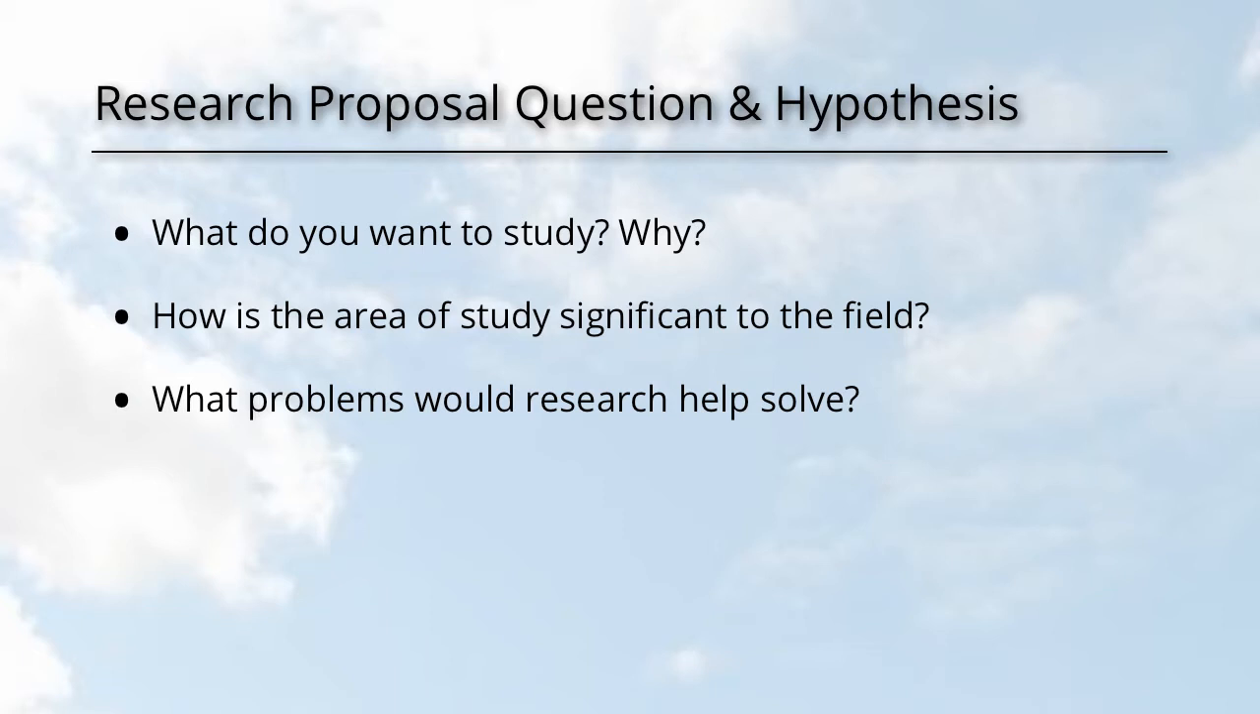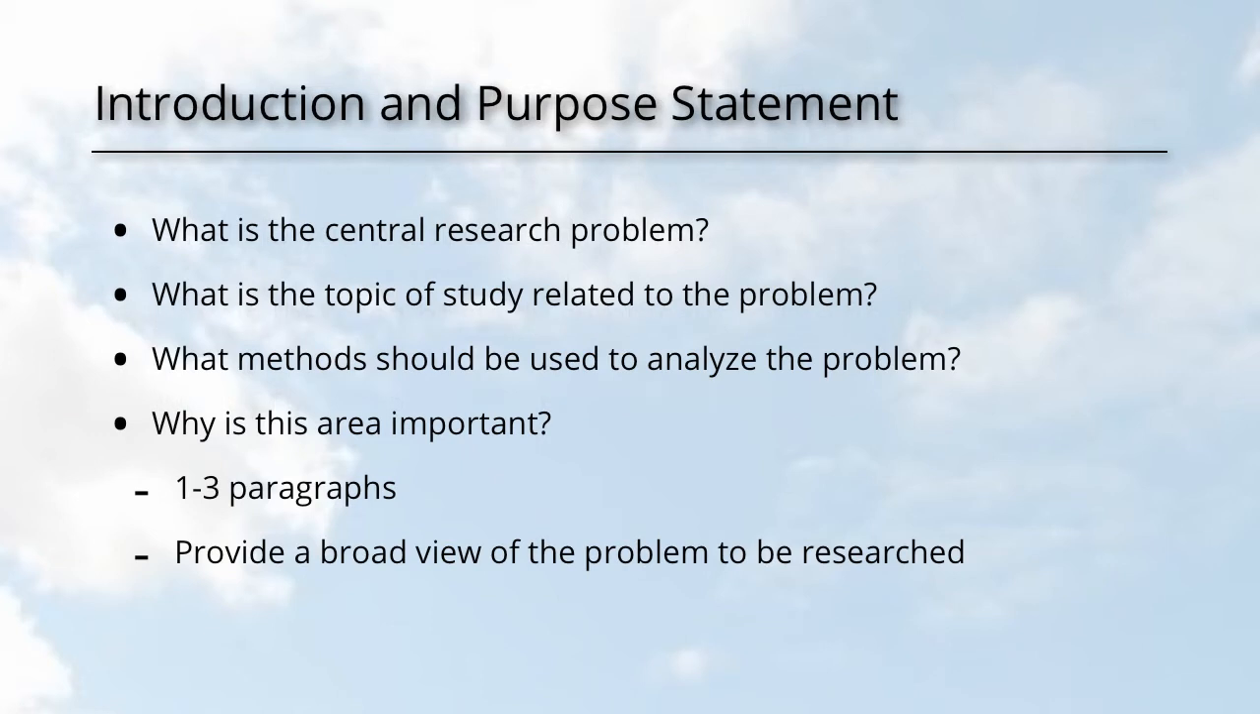So after you have your initial idea and you've answered the basic questions related to your topic of interest, which are what do you want to study and why, how is the area of study significant, and what problems do you think this research would help solve, you can begin to write your introduction. And the intro is a brief 1 to 3 paragraph statement that just introduces the reader to the study. And in here you're providing information just to clarify and explain the study. You'll state what the central research problem is, and you'll discuss related concerns. And this just adds more credibility and rationale to your research study.